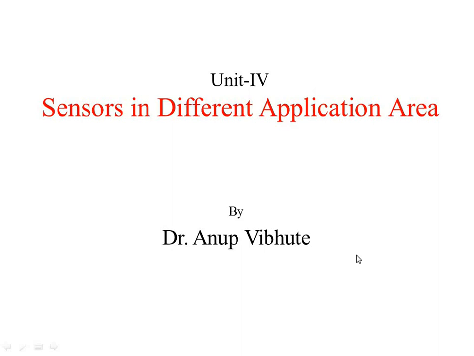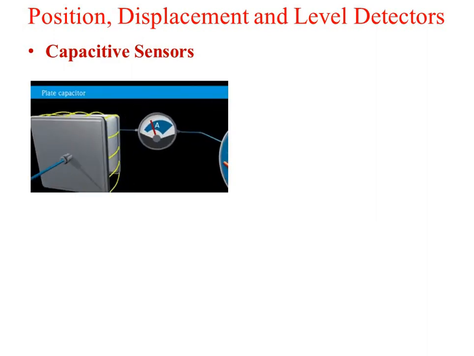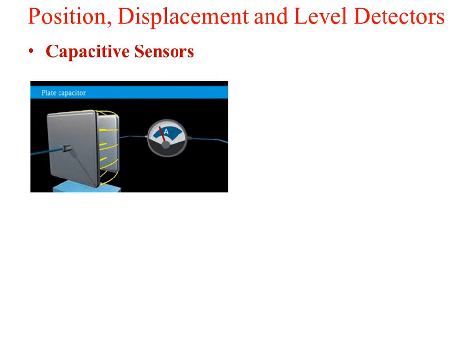Okay, in the previous lecture, we discussed the sensors in different application areas, that is placement, position, displacement, and we discussed the resistive and capacitive types of transducers or sensors that can be used for measurement of displacement. Now, here I'll be giving you the example of capacitive sensors. So you can see how the capacitive sensor will be used here.